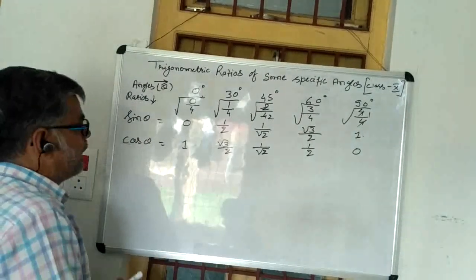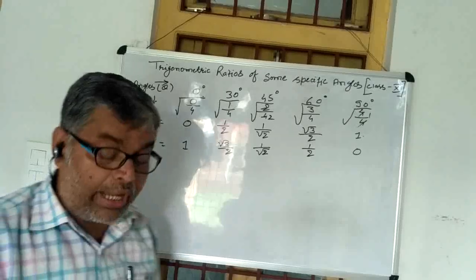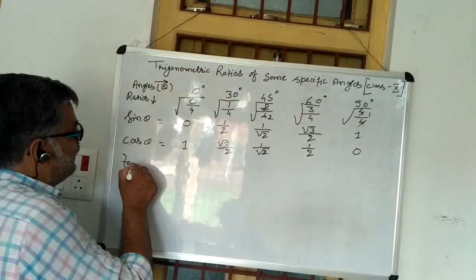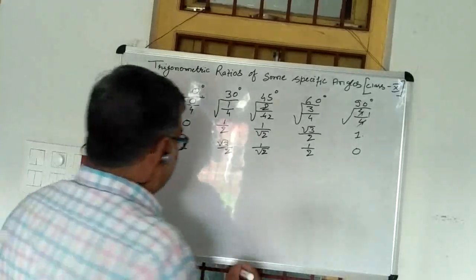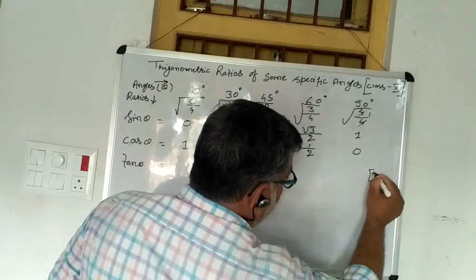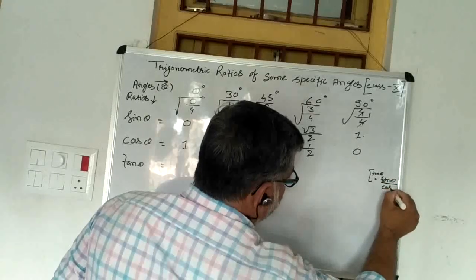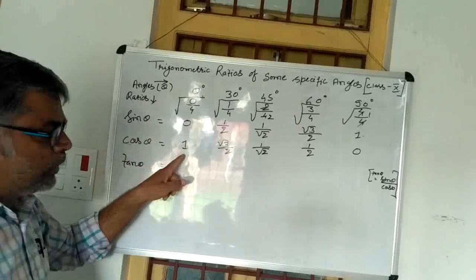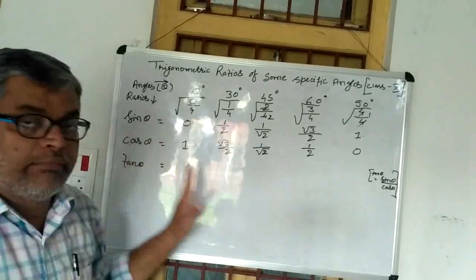Now after getting the values of sin theta and cos theta, we have to find the value of tan theta. You have to keep a formula in your mind that tan theta is equal to sin theta by cos theta. This is a formula. So you divide the value of sin theta by cos theta, and you will get the value of tan theta.